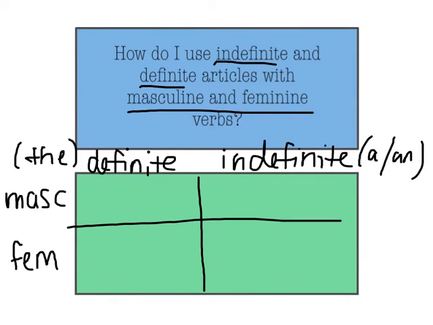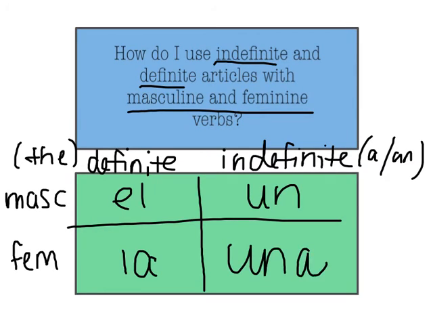So for masculine definite, we have el, and for feminine definite, we have la. For masculine indefinite, we have un, and for feminine indefinite, we have una. Remember that this a on the end of la and una can help you remember because often feminine nouns will end in an a. If you have any questions, please feel free to email me or ask me in class, but I hope that this helped you better understand the usage of articles in Español.